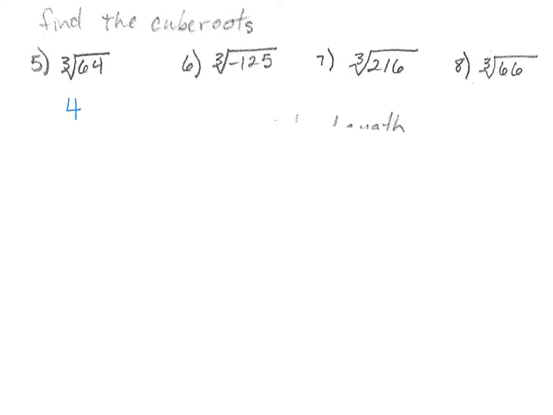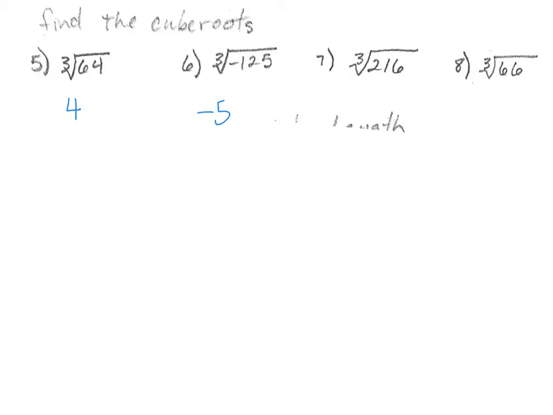On number 6, you've got to find the cube root of negative 125. So what number used three times gives you negative 125? Well, that's going to be negative 5. Because negative 5 times negative 5 is positive 25. And positive 25 times negative 5 would give you negative 125.